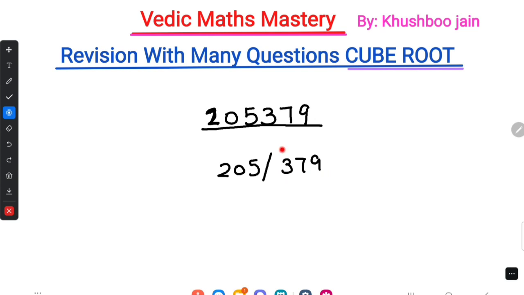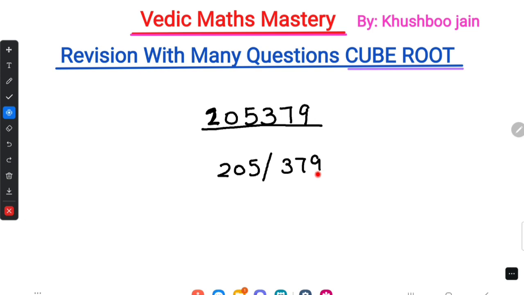Okay, so after 3 digits you have to put the slash, no matter how many digits are left; the rest of the digits you do need to consider. Whenever you are putting the slash, always remember that you have to put it going right to left. Okay, so there is 205 slash 379. So there are two parts, a right hand side part and a left hand side part. So how can we solve this?